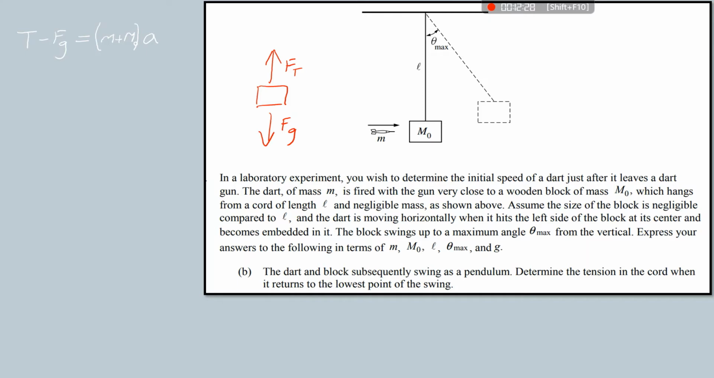Acceleration. What type of acceleration? Oh, centripetal. Okay, that's also centripetal acceleration. What's the formula for centripetal acceleration? That's V squared over R. What is R in this case? L. V squared over L. Okay. Since I have to write this in terms of M0, L, theta, and G, I'm going to write L instead of R for this case. Okay, and then we'll solve for tension.